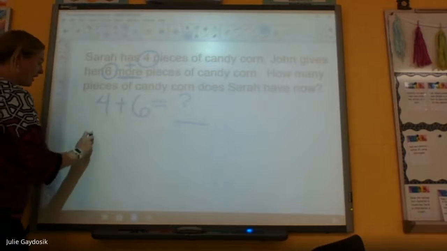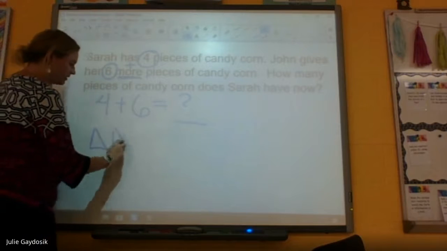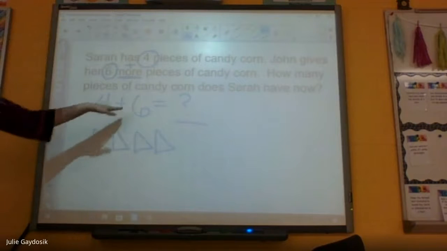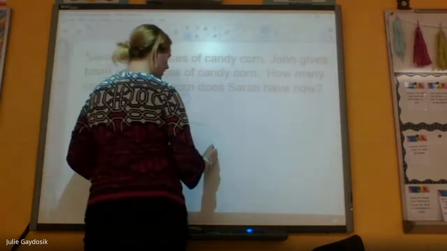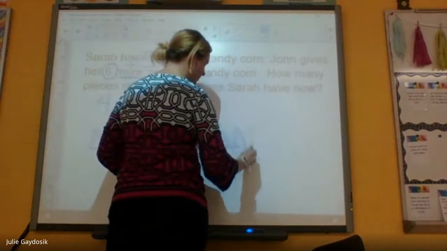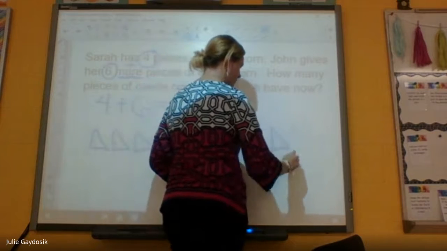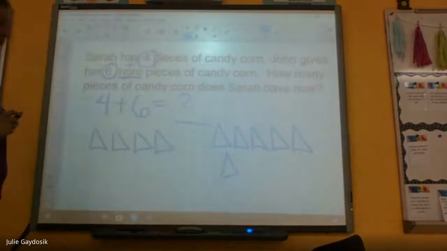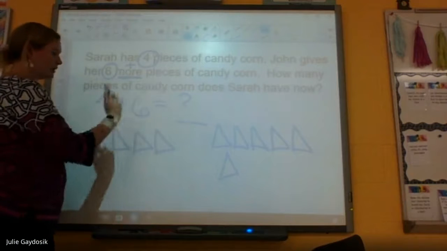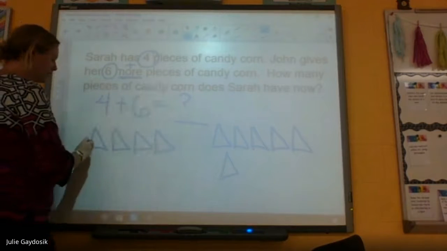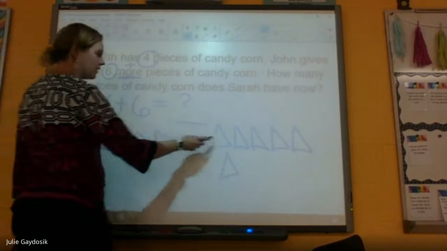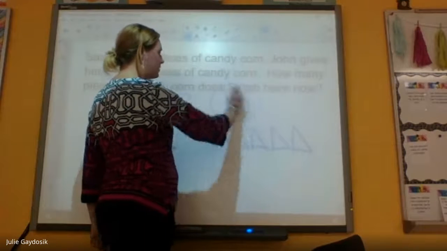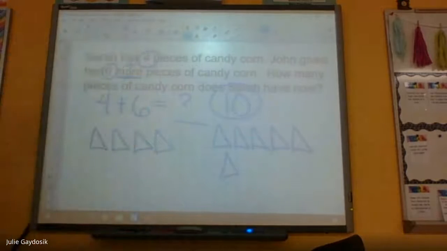So Sarah had 4 pieces. I'm going to draw triangles because candy corn kind of looks like triangles. She had 4. Now we're going to add 6. Okay, so I'm adding 6. And then I'm going to add these 2 pictures together. You can always count them all up, or you can start at 4 and count on. So I'm going to count them all up. 1, 2, 3, 4, 5, 6, 7, 8, 9, 10. So Sarah has 10 pieces of candy corn.